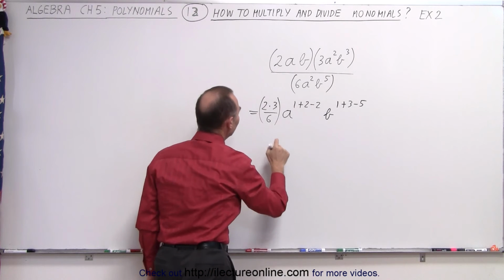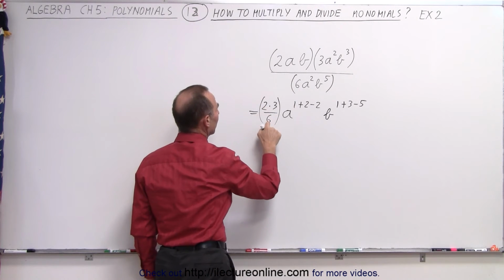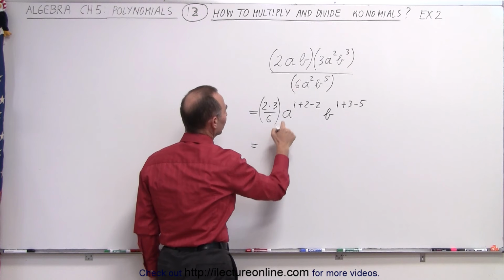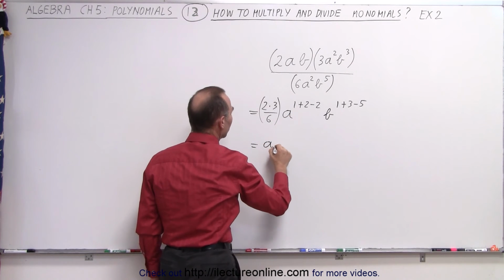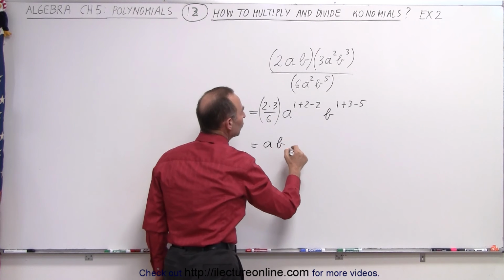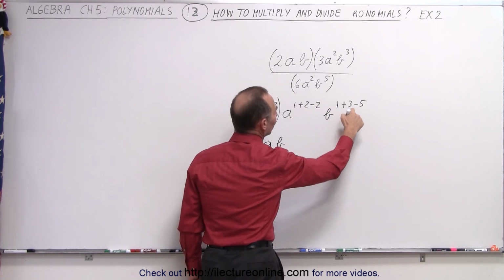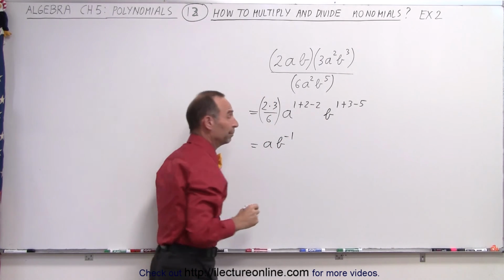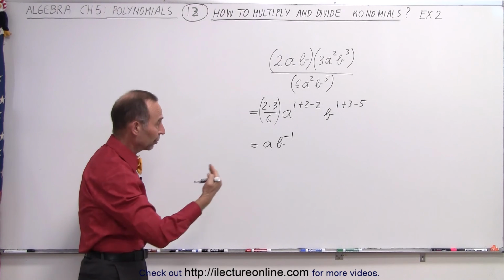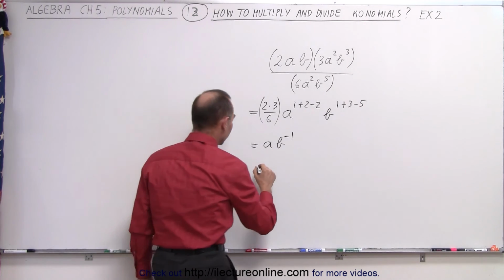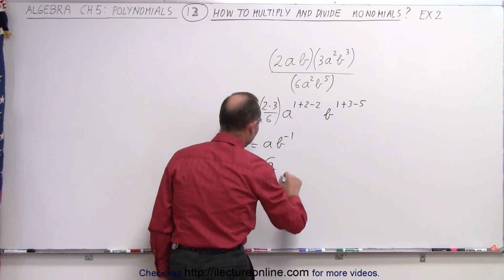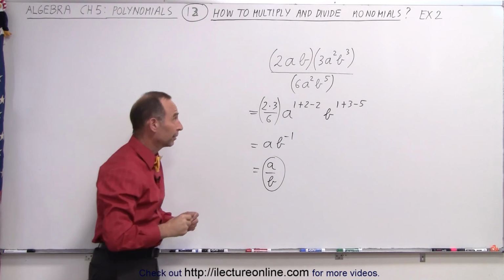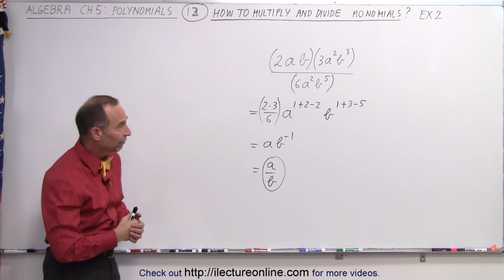Now simplifying this, 2 times 3 is 6, 6 divided by 6 is 1. So this becomes a to the, well, 2 minus 2 cancels out. That's a to the first power, and b to the, that's 4 minus 5, so b to the minus 1 power. And of course, b to the minus 1 power can go to the denominator, becomes b to the plus 1 power, so a over b is then the final answer of that particular combination of product and division.